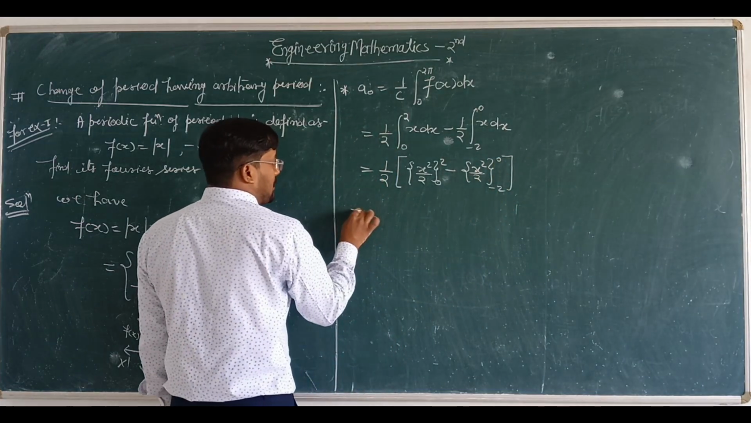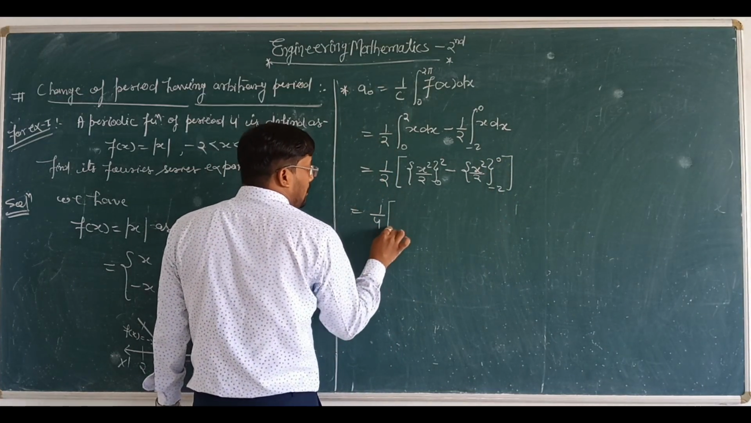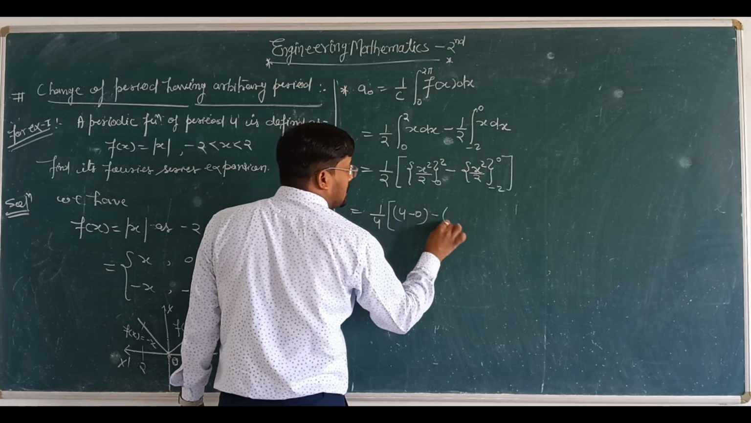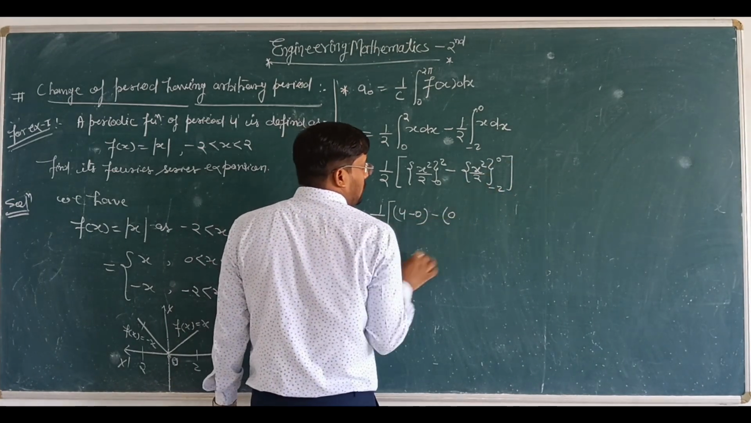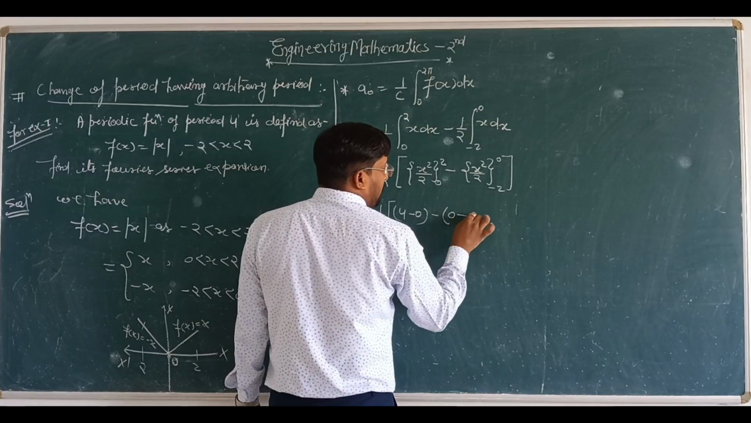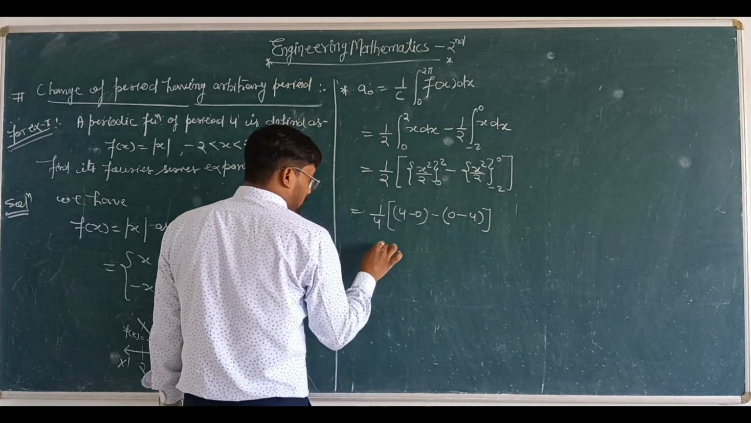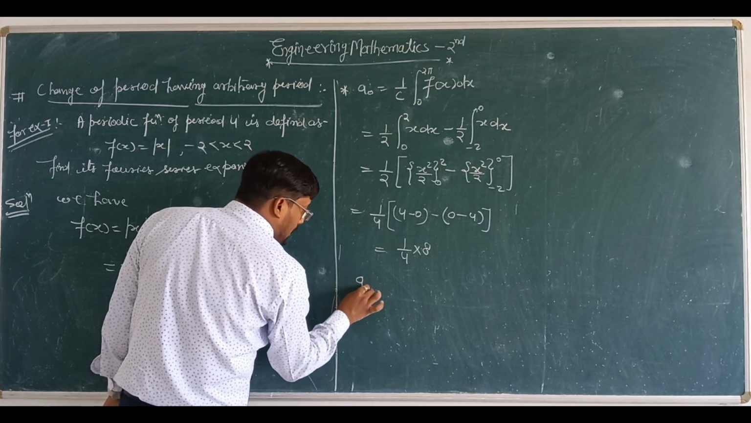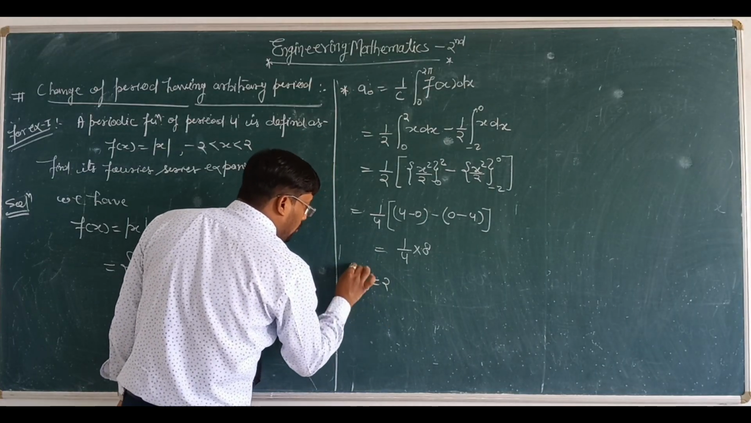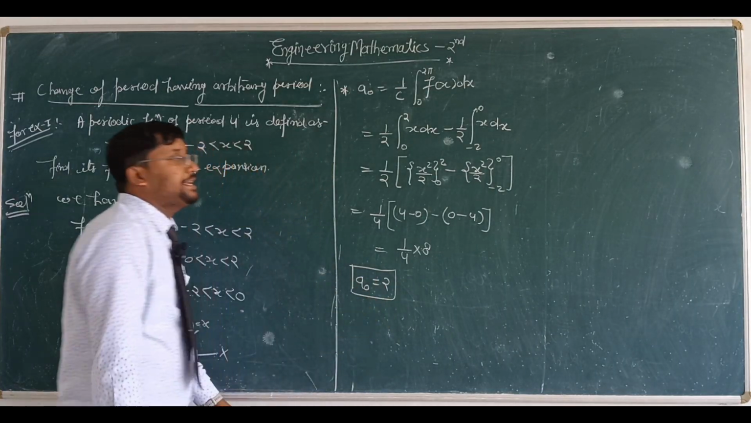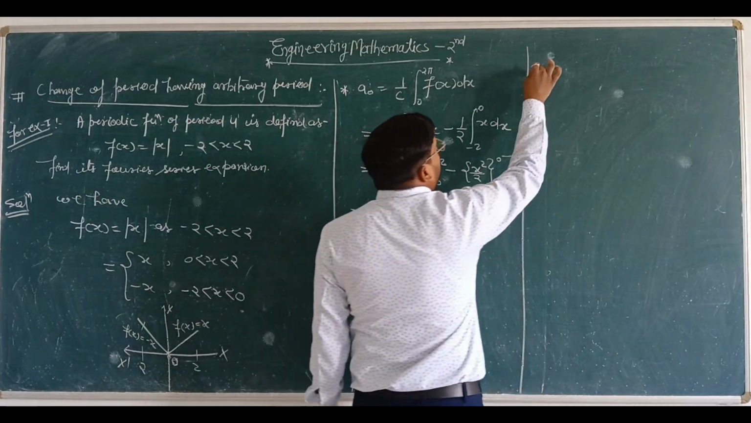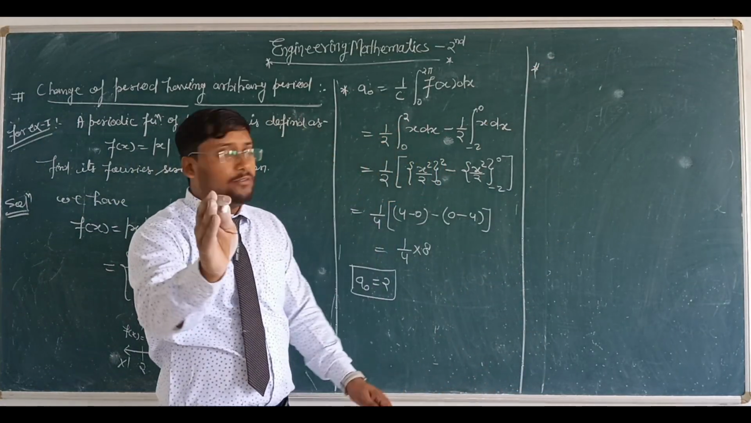Now put the limit of this function. You can write 1 by 4, this is 4 minus 0. Now minus, put off this limit, this is equal to 0 minus 4. You can write this is 1 upon 4 into 8. Now you can say the value of a naught is equal to 2. Now again find the value of an.